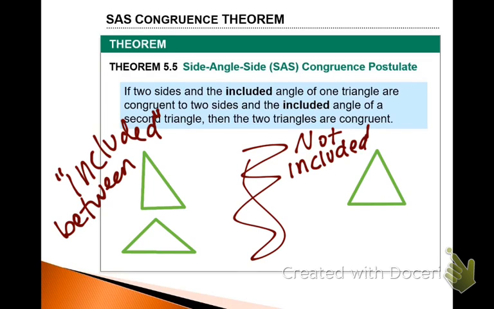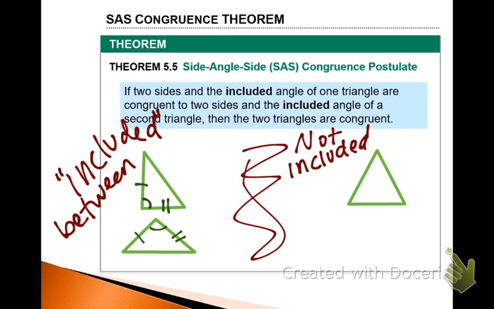I'll show you a couple different examples of what included means. In these pictures you'll have a side marked congruent to a side. So pretend there's a second triangle that looks like this one. You'll have an angle marked congruent to another angle, then a side marked congruent to another side. This angle is included. It means it's between my two sides. Does everyone see that? My angle is directly between my two sides. It could be over here, my angle between my two sides.